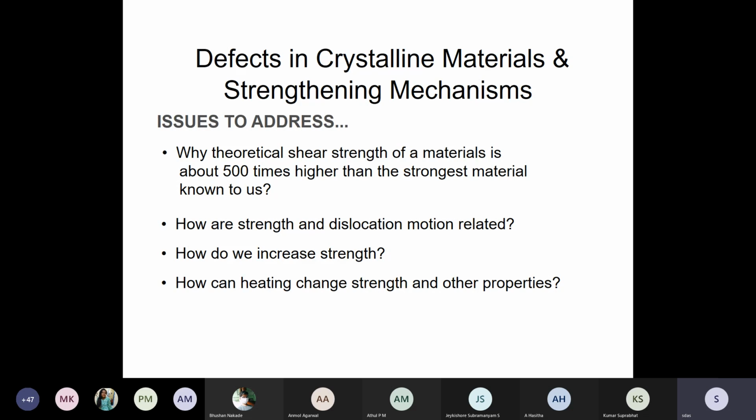So the points we are going to address include how strength and dislocation motions are related, and what is dislocation. How do we increase the strength of a material? For a given material, I cannot change its composition, but how will I process it so that its strength will be much higher? And how heating can change the strength and other properties of materials. These are some of the important features you are going to learn in this chapter.